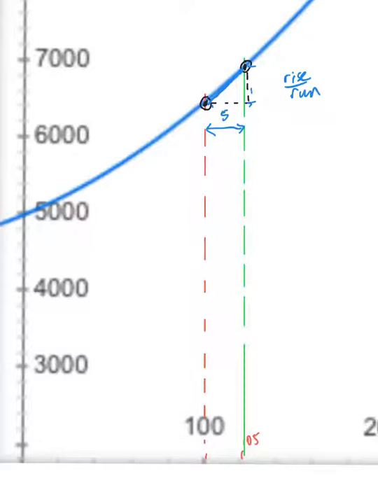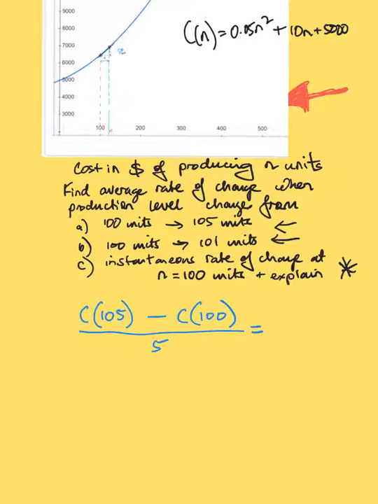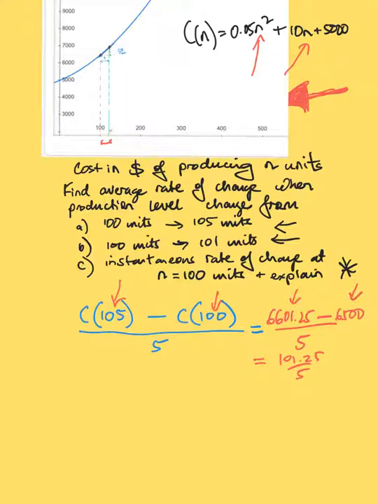Now what about here? We would need to put that into the equation. So what I have to do is find the cost of 105 units, so I'd plug that into n here, and the cost for 100 units, plug that into there, and subtract them, and divide by the difference in number of units, which is 5. And these are the values I get. This is the cost of 105 units, this is the cost of 100 units, and then I divide that by 5, and so the cost here gives me $20.25 per unit. That's the average rate of change there at that production level.